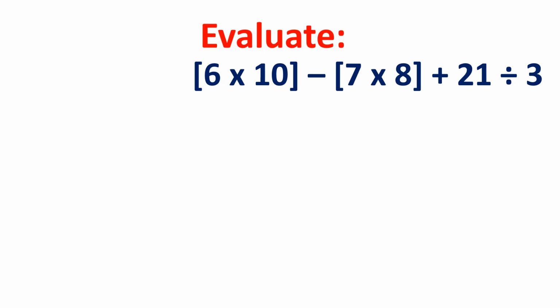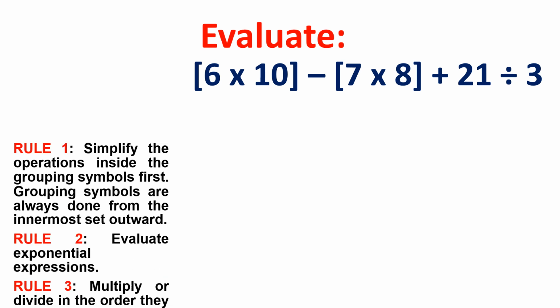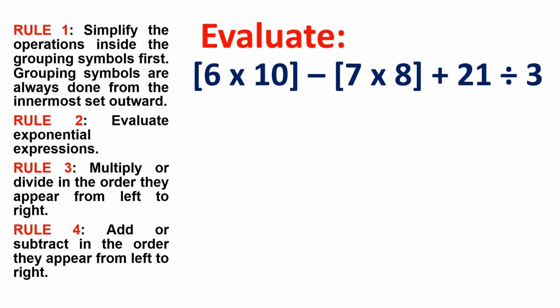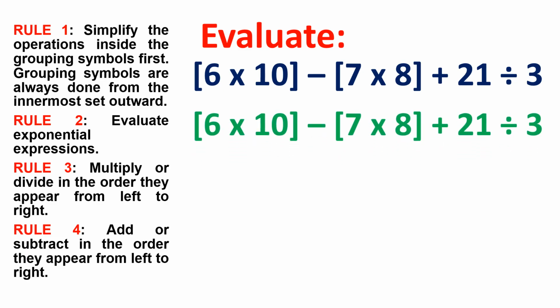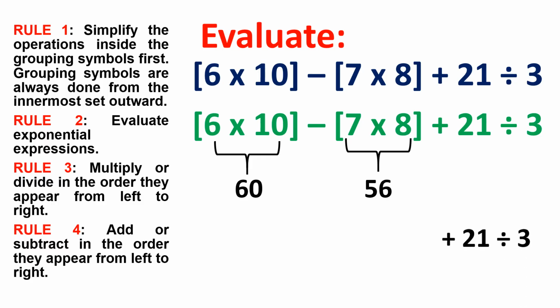Okay. You have to follow the rules in evaluating this expression. Rule number 1, simplify the operations inside the grouping symbols first. So what are the numbers inside the grouping symbols? Okay, so you have there 6 times 10 and 7 times 8. So, you have to multiply 6 times 10, which is 60, and then 7 times 8, which is equal to 56. Then, copy the operations or the remaining expressions.